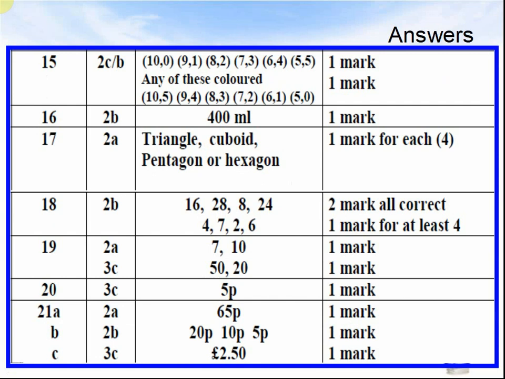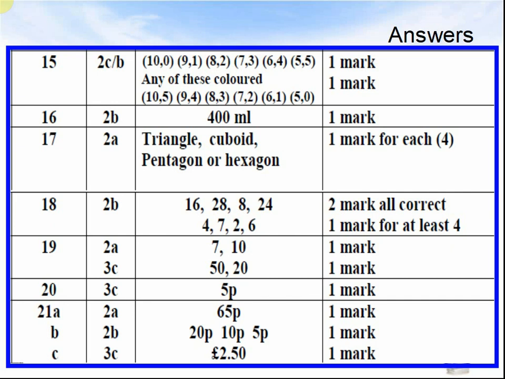Question 16, 400 milliliters. Question 17. 15, 10, 0, 9, 1, 8, 2, 7, 3, 6, 4, 5, 5. And then are these coloured? 10, 5, 9, 4, 8, 3, 7, 2, 6, 1, 5, 0.